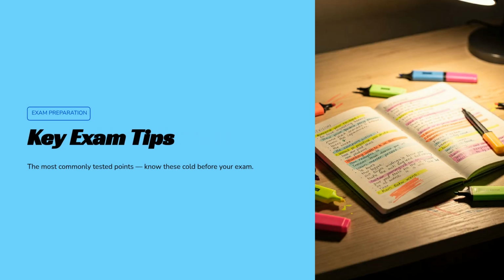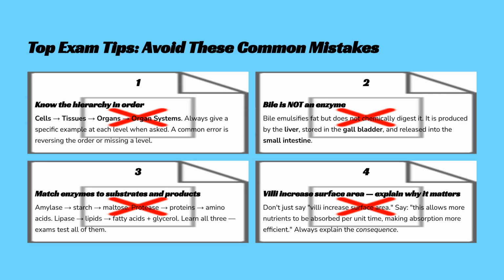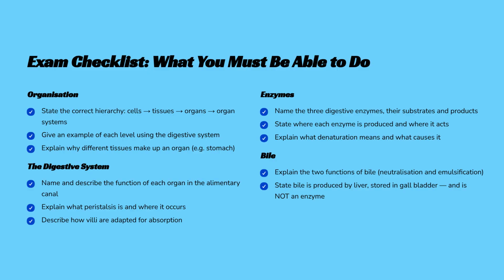This final section provides key exam tips. Mastering these points will help you secure top marks in questions about organization and the digestive system. Remember the hierarchy: cells to tissues to organ systems. Crucially, know that bile is not an enzyme, and always explain the consequence, such as how villi increase efficiency of absorption. Use this checklist to ensure you can confidently state the hierarchy of organization and give examples.